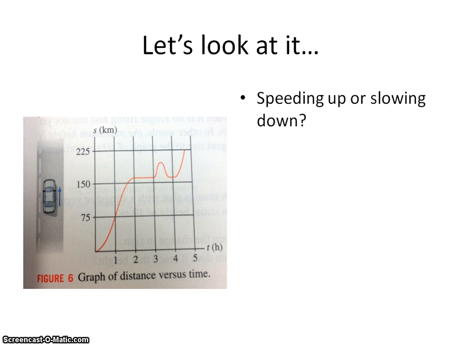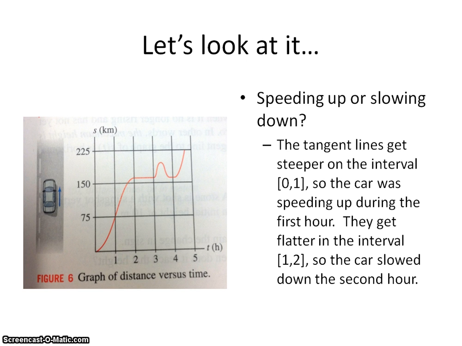Alright, speeding up or slowing down. The tangent lines are steeper on the interval from 0 to 1. So we have steep tangent lines here. So the car was speeding up during the first hour. Then they get a little bit flatter as we go from 1 to 2. So the car slowed down a bit in the second hour.